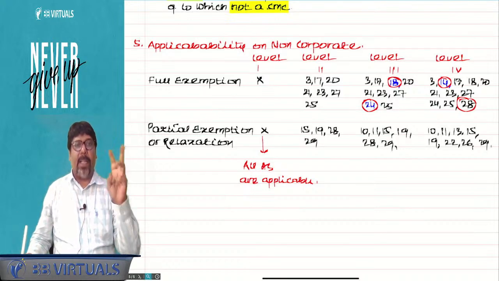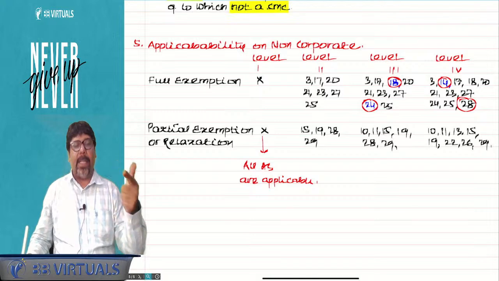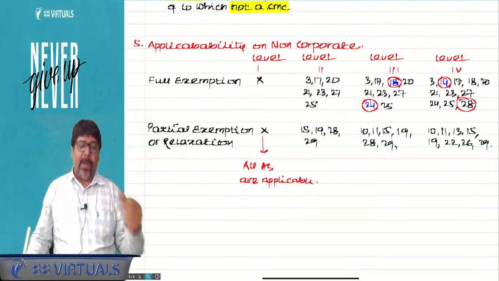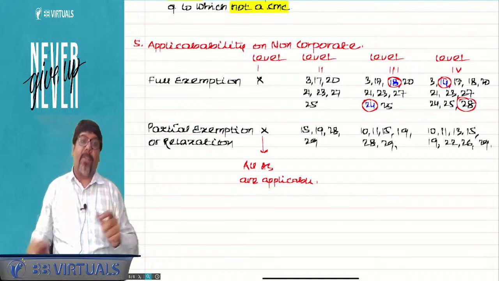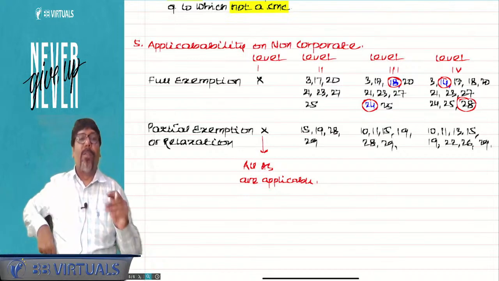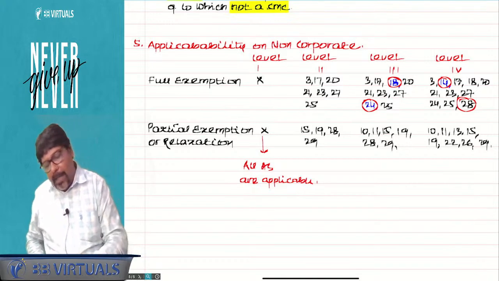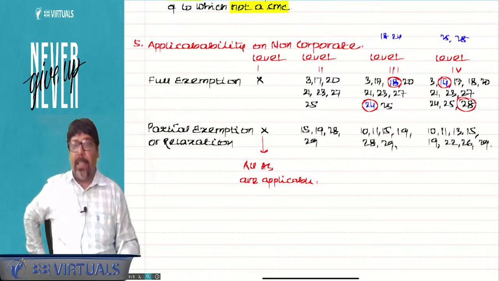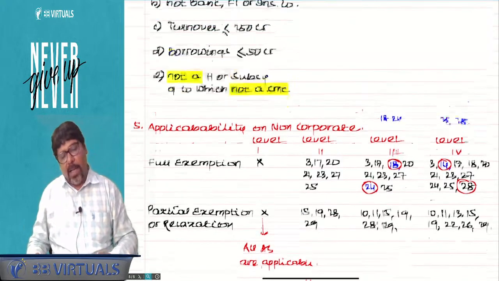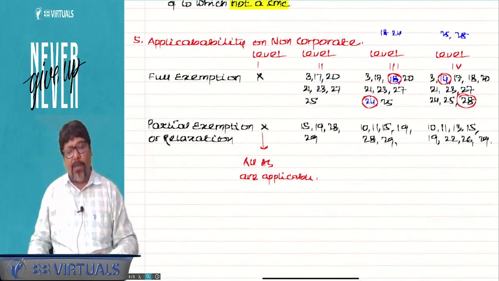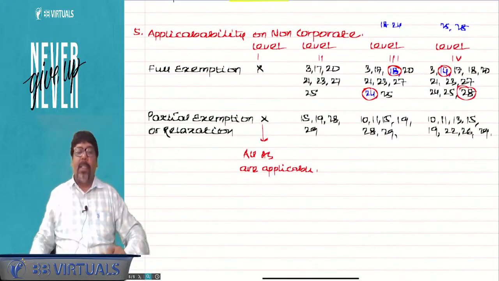3 plus 17, 20, 21, 23, 27, 25. Extra is what? 18, 24. Over there extra is what? 14 and 28. So level 2 में extra is 18, 24. Over here extra is 25, 28. Am I clear? Yes, sir. No, sir. Yes. Now, chartered applicability of corporate. Copied.